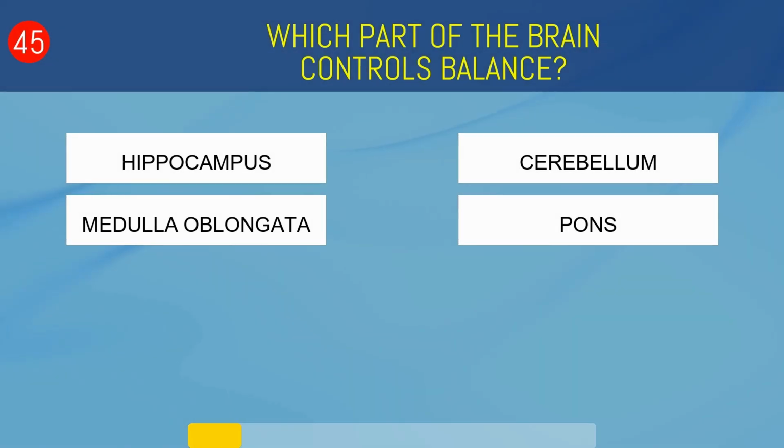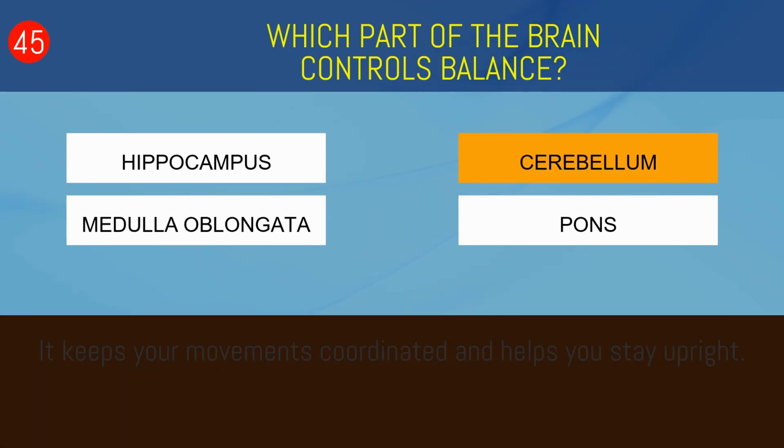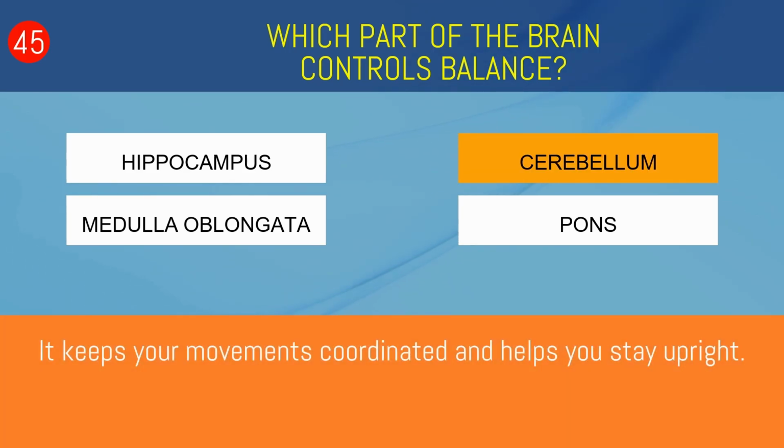Which part of the brain controls balance? Hippocampus, medulla oblongata, cerebellum, or pons? Cerebellum. It keeps your movements coordinated and helps you stay upright.